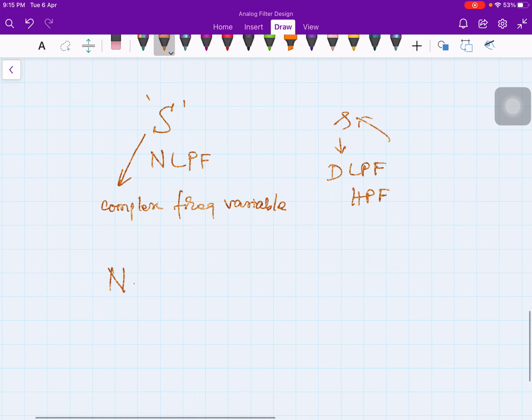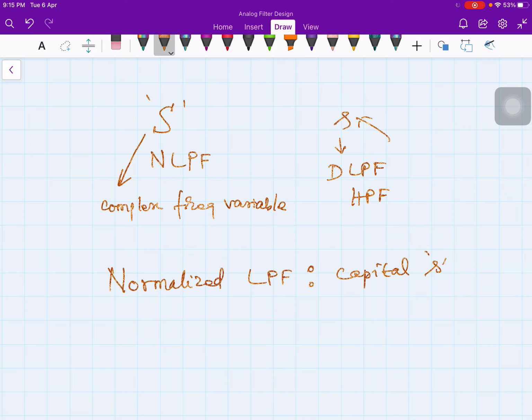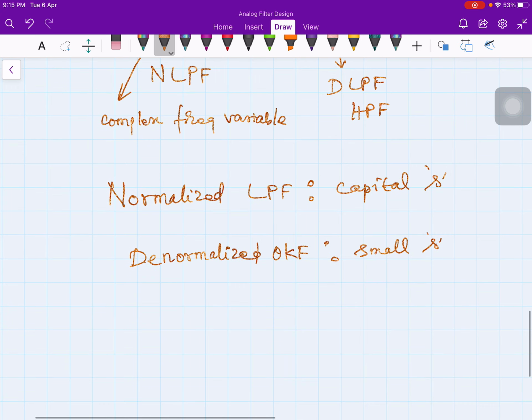Let me write it down one more time so that it will get imprinted in your mind. For the normalized low pass filter we use capital S, and for the denormalized other kinds of filter we use small s. So this is the notation that we will use. Instead of calling it nomenclature, it is appropriate to call it notation.